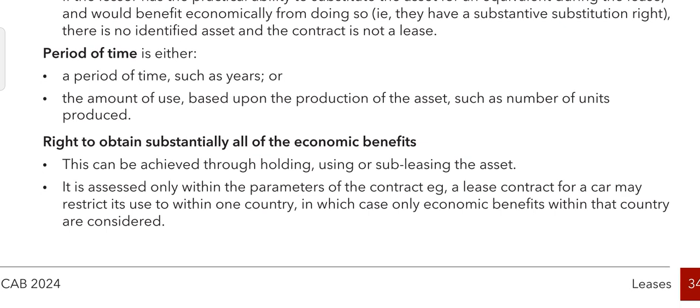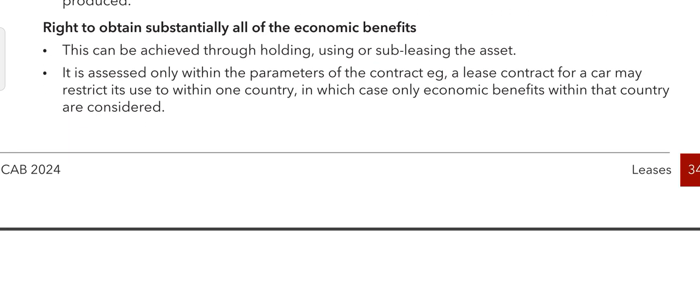Okay, the period of time should be mentioned very properly. A period of time such as a year, or the amount of use based on the production of the asset, such as number of units produced. Right to obtain substantially all of the economic benefits: yes, the lessee has the right to obtain substantially all of the economic benefits from the asset, otherwise it cannot be a lease. This can be achieved through holding, using or subleasing the asset.